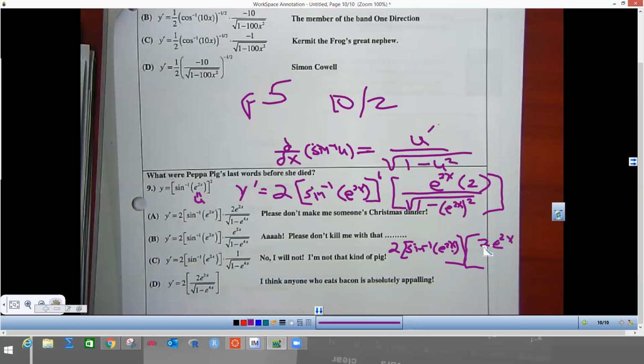And by the way, on the AP test, they probably take this 2 with this 2 out here and get a 4, but he did not do that, so I'm not doing that. And then down here, I've got to square this. So I hope you know power to power means you multiply them. So this is 1 minus e to the 4x.